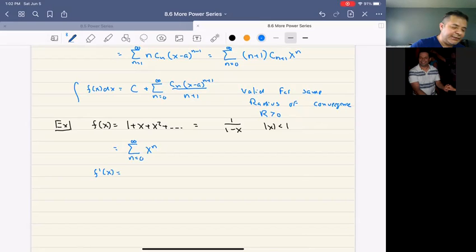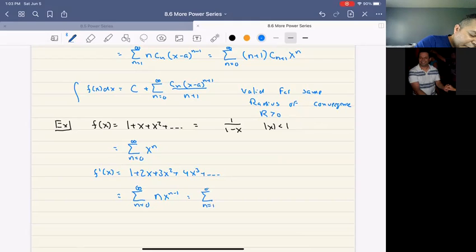Okay, well, let's take the derivative, f prime of x. Well, let me do it first term by term here. It's going to be 1 plus 2x plus 3x squared, so on and so forth. Do one more. Okay, let me write that as a series. I'm actually not going to write it as a series. I'm just going to differentiate this thing, and I'm going to get n x to the n minus 1. Okay, and I'm going to write that in the way that I like. n goes from 1 to infinity.